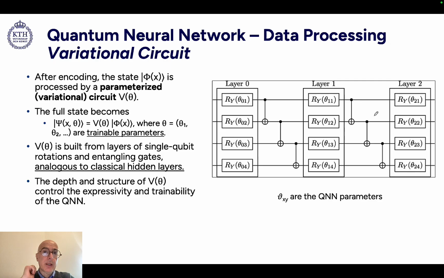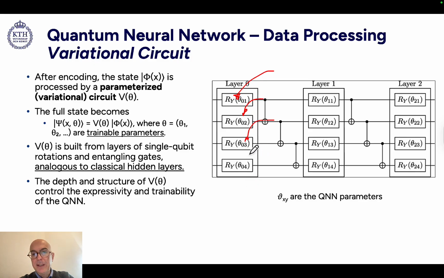So at each training step, we have a forward pass. We do a measurement, we calculate the loss, and we use the loss function to calculate the new values of these parameters. So these are new values. It means that these values are tunable. It means that we can change them, and these values are the parameters of our quantum circuit.